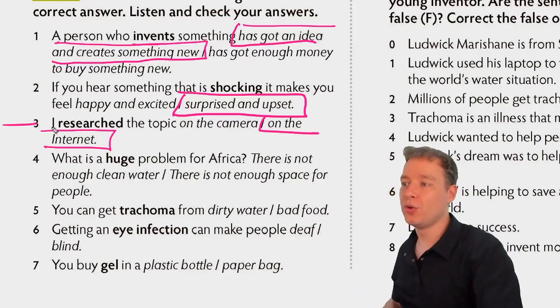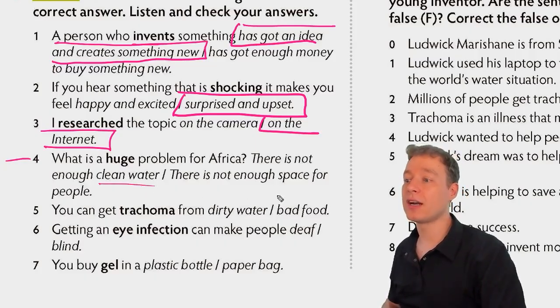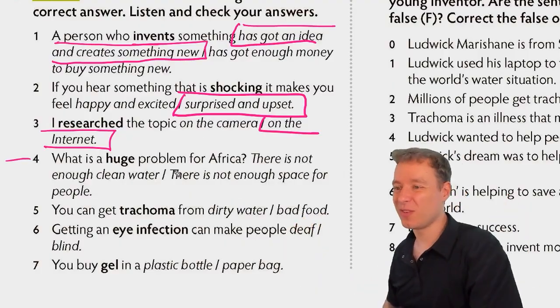What is a huge problem for Africa? Africa is 非洲. Huge means very, very big. So what is Africa's big problem now? There is not enough clean water, or there is not enough space for people. 没有足够干净的水，没有足够空白的地方给人家. Africa is big, but Africa does not have clean water. Not enough clean water.